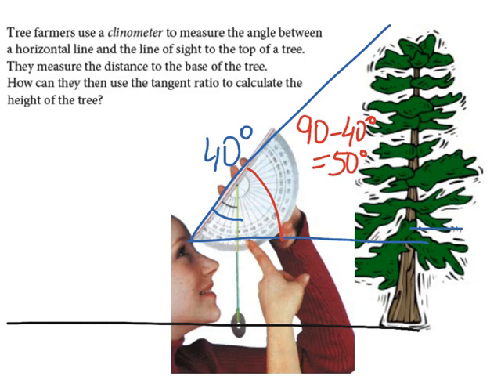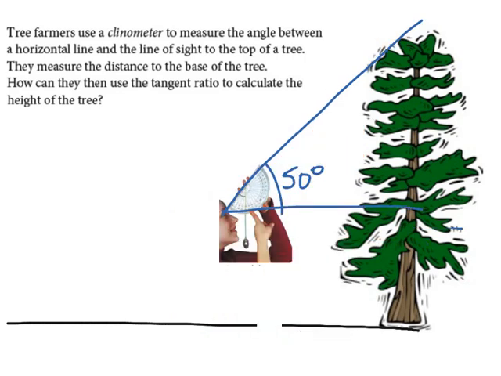So let's get back to the picture. So now we have this 50 degrees, a right angle. If we knew the distance from the eye to the tree, such as you can walk it or you can measure with tape, we can find the height of this part of the tree. We could find this height.